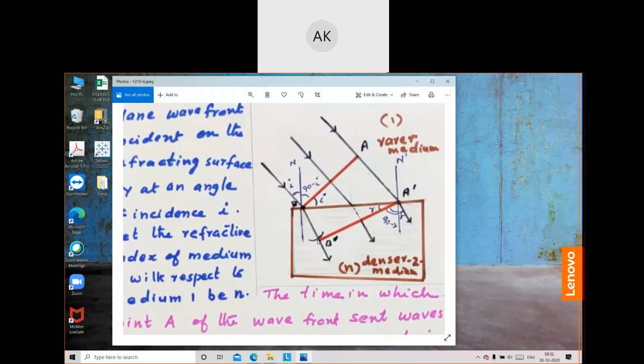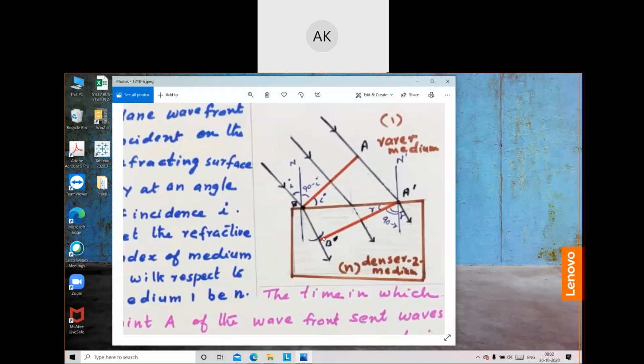Now you draw a tangent. See, A already reached here, in the time taken, delta t for example. And where will B reach? For finding that, we have drawn the arc and you draw a tangent to it. Draw a tangent to the arc. That will give the position of the secondary wave front or the refracted wave front.